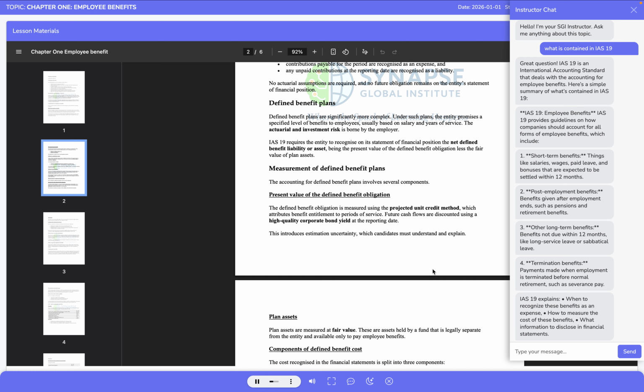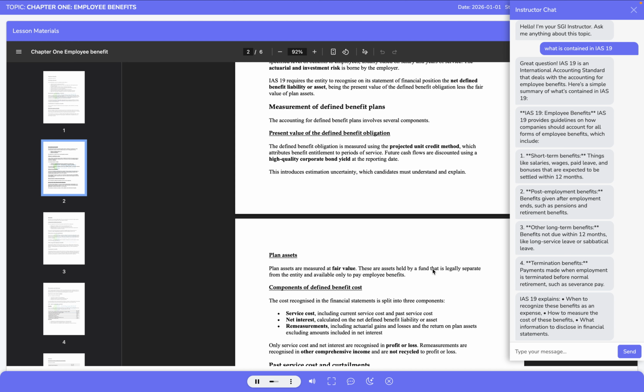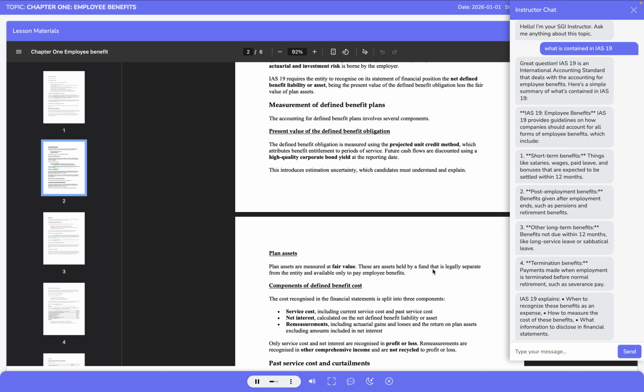The defined benefit obligation is measured using the projected unit credit method, which attributes benefit entitlement to periods of service. Future cash outflows are discounted using a high-quality corporate bond yield at the reporting date. Plan assets, on the other hand, are measured at fair value and represent assets held in a legally separate fund that can only be used to pay employee benefits. Understanding the interaction between the obligation and the plan assets is essential for both computation and explanation.